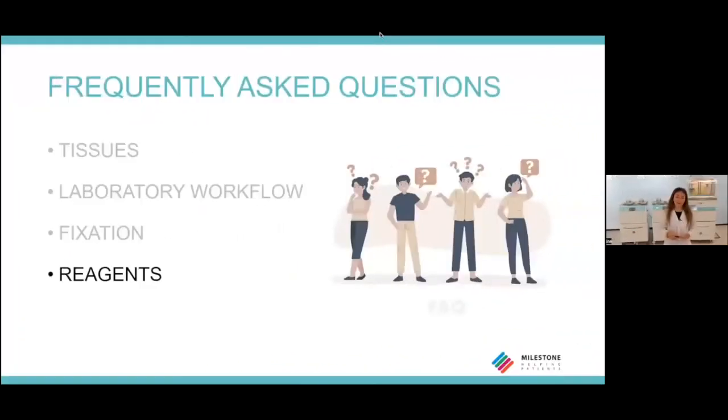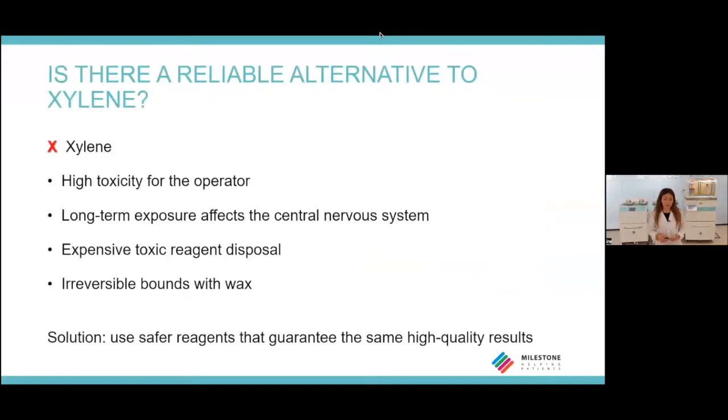In particular, the question that we usually receive is how to use a reliable alternative to xylene. Why this? Because xylene is commonly used as a clearing reagent, but this substance is toxic, and long-term exposure to xylene affects the central nervous system.